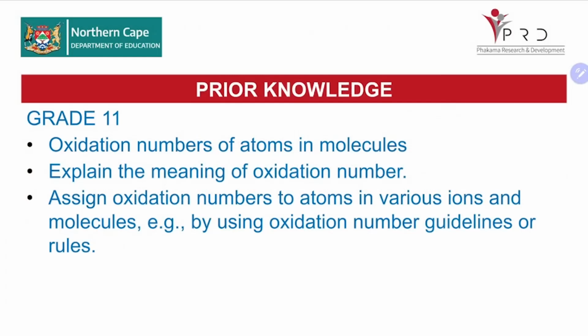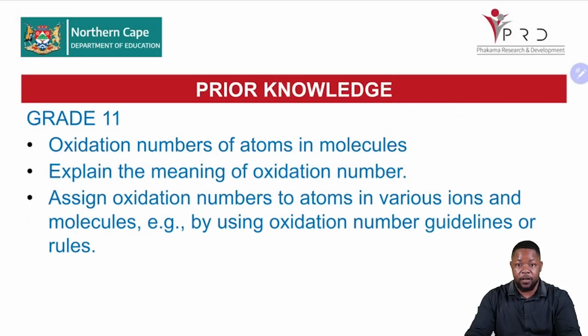Let's get started. What is the prior knowledge? The knowledge that is needed for this lesson so that it can be understood. The grade 11 work that you need to have revised before you can fully understand the contents of this lesson. We need to revise the oxidation numbers as they are studied in grade 11, the rules for assigning oxidation numbers, and how to add oxidation numbers.